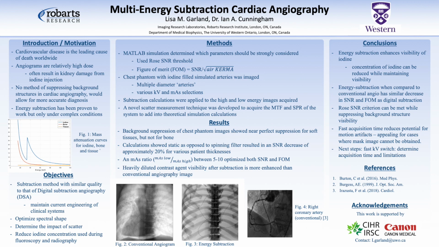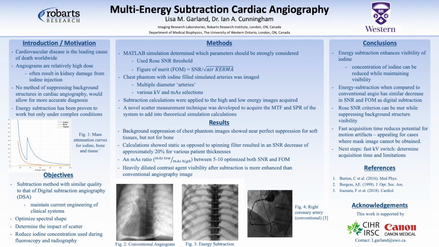DSA requires two images: a mask image, which is acquired before the contrast agent is injected, and a contrast image taken post-injection. These two images need to be taken in identical positions to ensure the subtraction will remove those background structures. Due to the time delay between the mask and contrast image, this technique does not work for cardiac imaging since the heart's constant motion means the structures are not in the same position for both images.